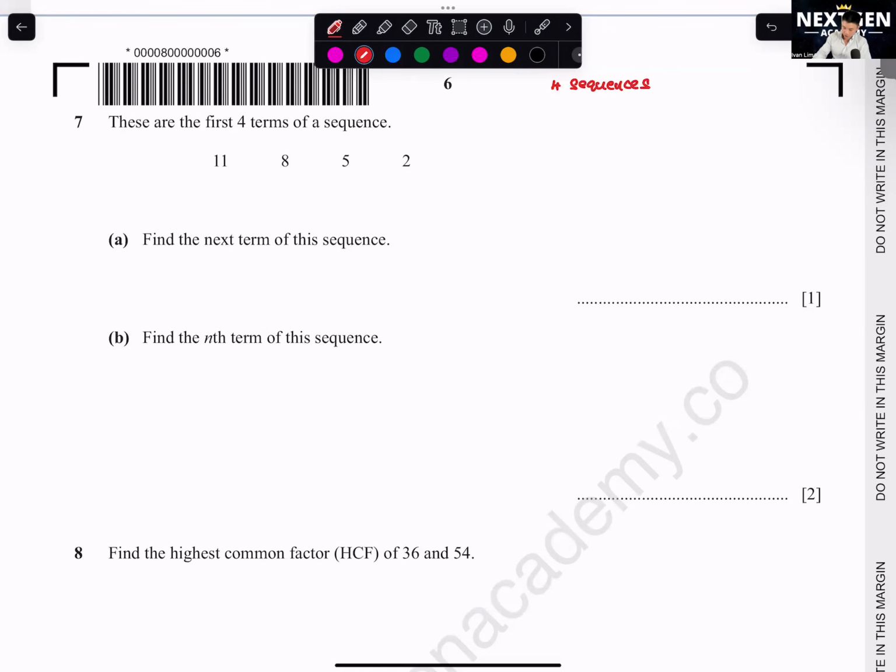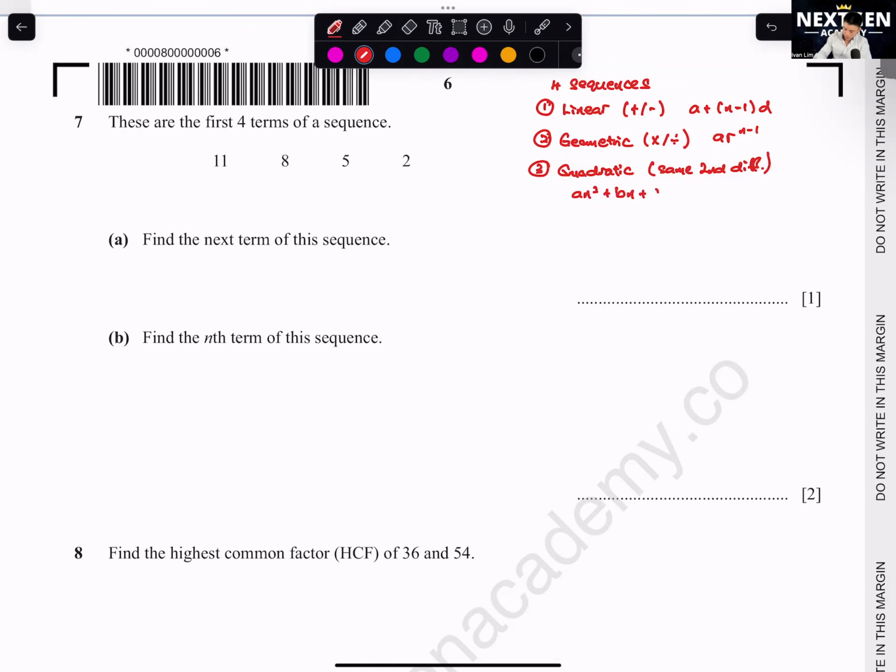Make sure you all memorize all of this. Number 1, your linear or arithmetic. This is when you got plus or minus. Formula a plus n minus 1 d. Number 2, geometric. You either get a times or divide kind of pattern. a r to the power of n minus 1. Number 3, quadratic. Quadratic is when you got same second difference. Formula is a n squared plus b n plus c.